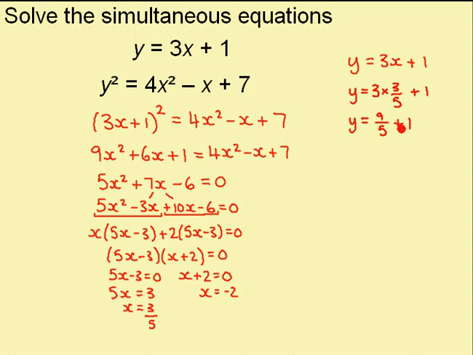Now I know that 1 is 5/5, so I've got 9/5 plus 5/5, and that makes y 14/5. So this is my first value of y, and that's associated with this value of x. So I now know that when x equals 3/5, y equals 14/5.